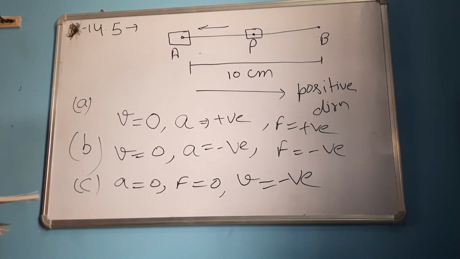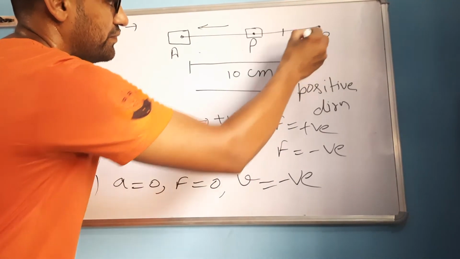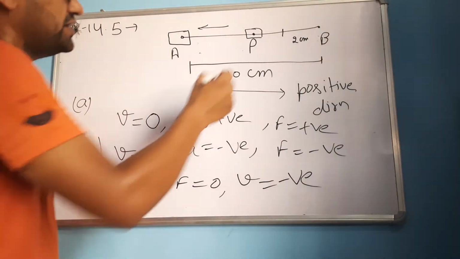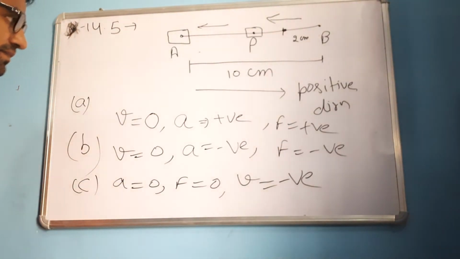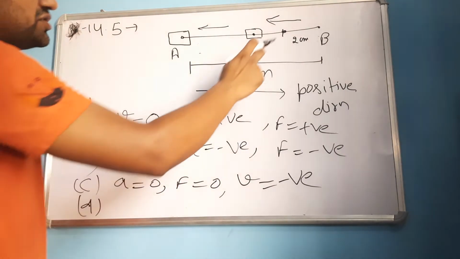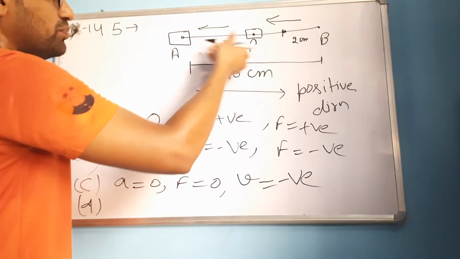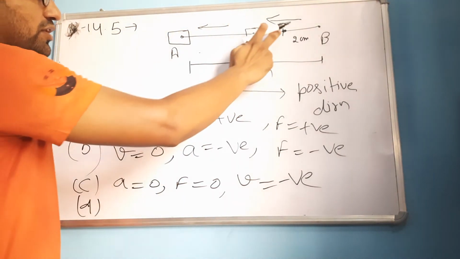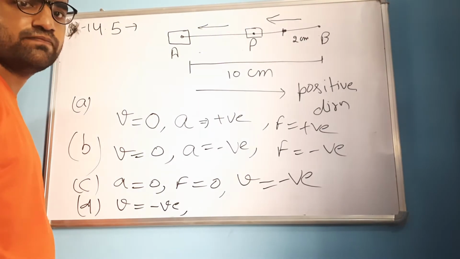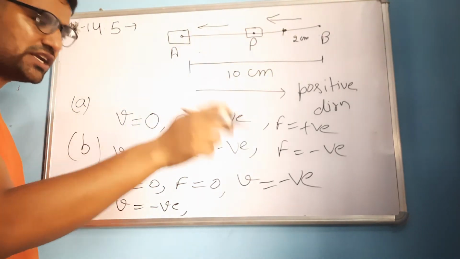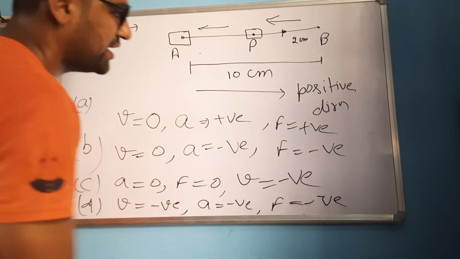Now the fourth part is at 2 centimeter away from B, going towards A. At this location, the positive direction is from A to B. Our particle is moving from B to A, so velocity will be negative. What about acceleration? Acceleration is towards the mean position, and this is the negative direction. So acceleration is negative, and our force will also be negative.